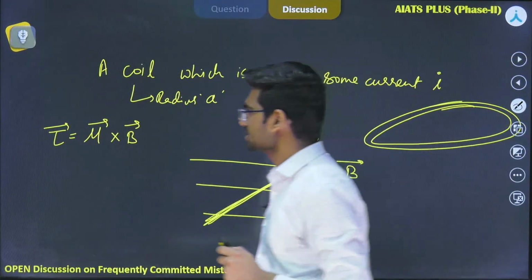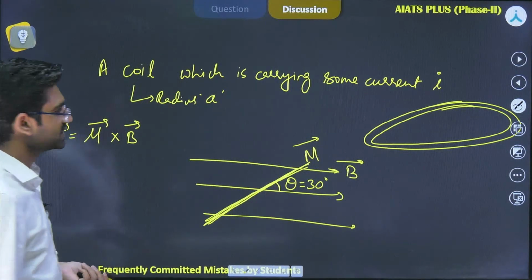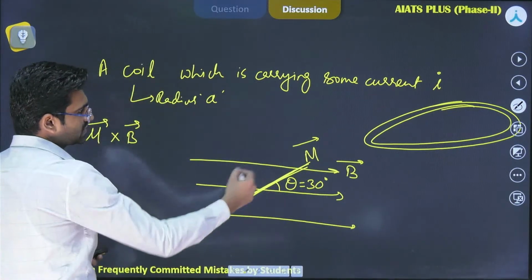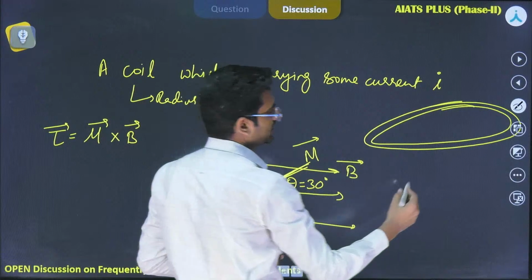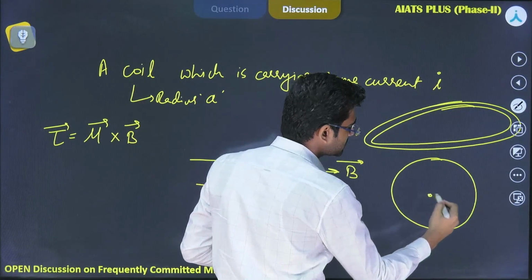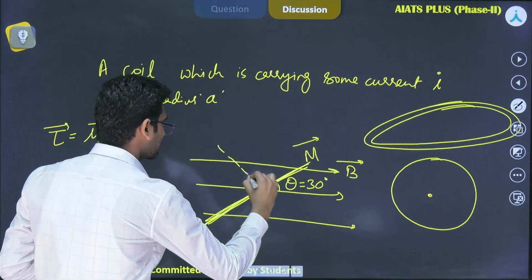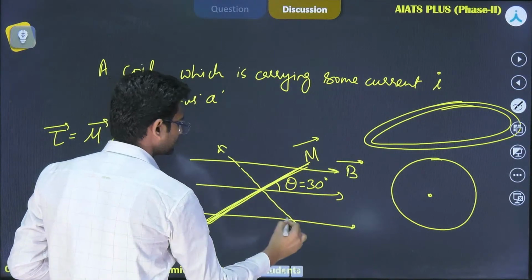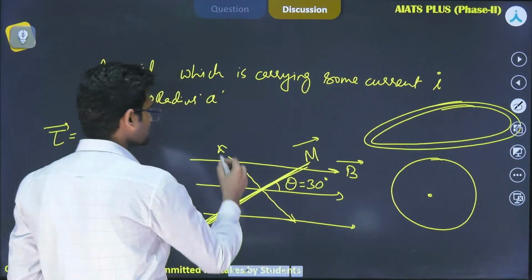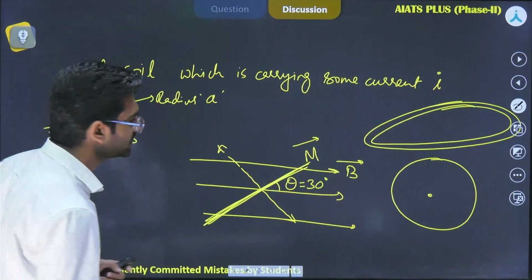Now what will happen? See, in the first case, it was a magnetic needle, and its magnetic moment was in this direction. But in this case, if this is a coil, then we know that for a coil, its magnetic moment is perpendicular to its plane, right? So its magnetic moment would be in this direction, not in this direction. Its magnetic moment would be in this direction.